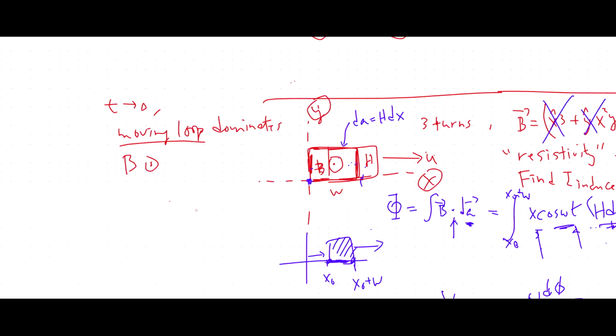Yes, cosine makes it small, but I'm not looking at the oscillation part. I'm looking at the moving loop part because the moving loop dominates, right? So the moving loop would make the magnetic flux increase. The oscillation part would make the flux decrease, and they're conflicting. So how do I know which one dominates? I look at t equals 0. At t equal to 0, the moving loop dominates.